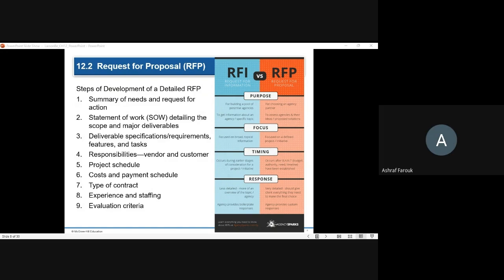Sorry, again, between request for proposal and request for quotation? And request for information. Request for information and the difference between request for information and all of these requests.